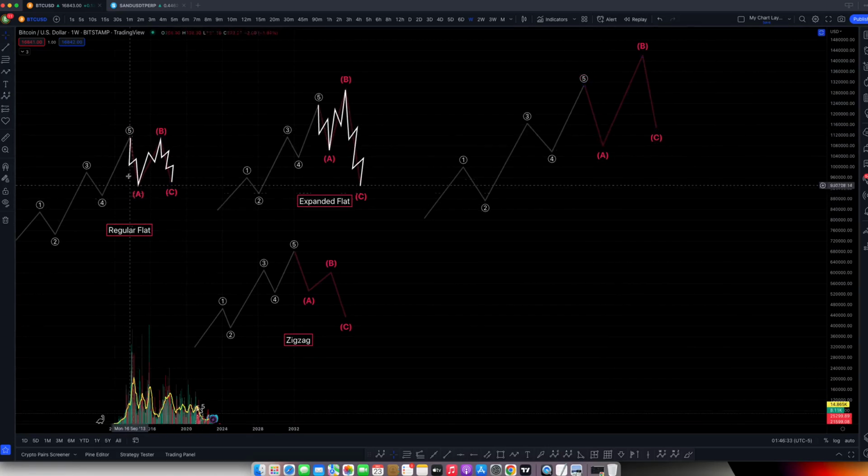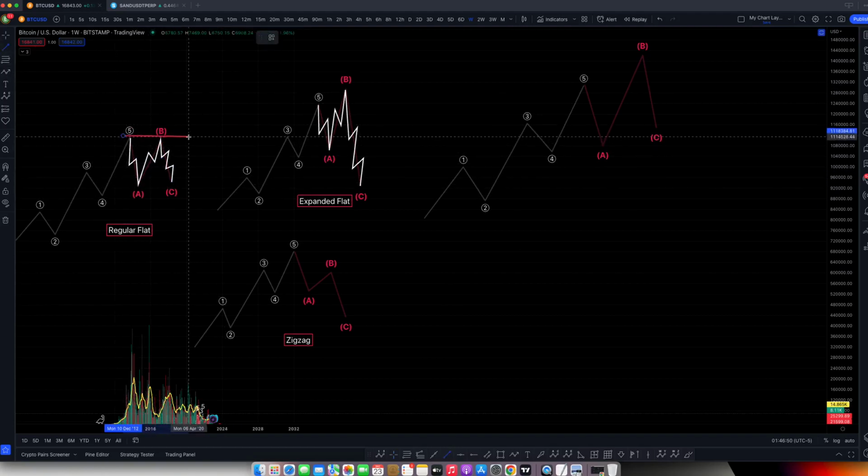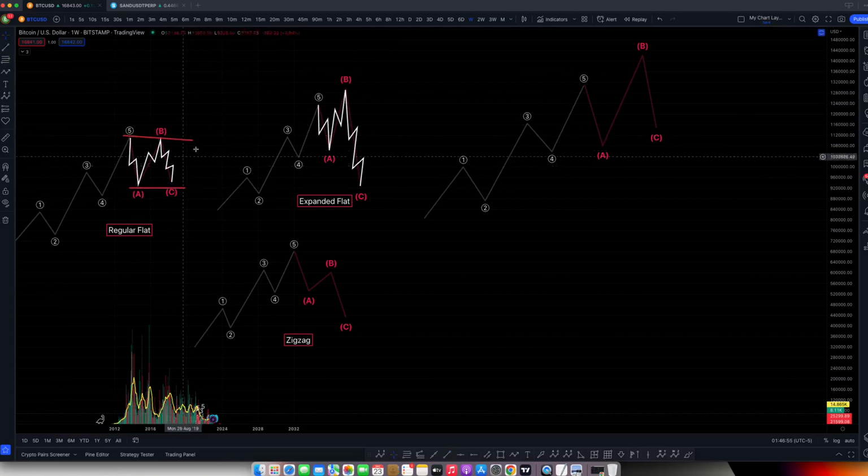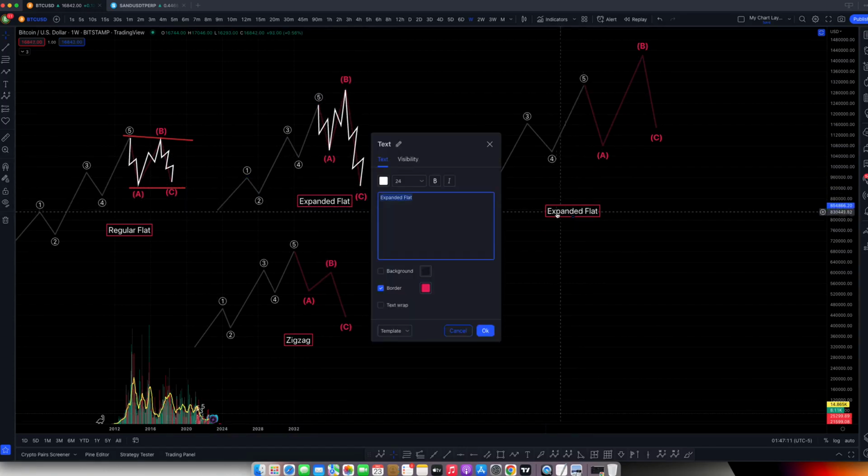Now see the difference. In flat, B will not cross the start of A, and C will be almost at the level of A, slightly above, slightly below can happen, right? So this is flat, right? Same here. So these levels are almost the same, and these levels of A and C are almost the same. This we call the regular flat. In expanded flat, B will go beyond the start of A, and C will go beyond the end of A. So a very clear difference between these two. In running flat, so this is running flat.